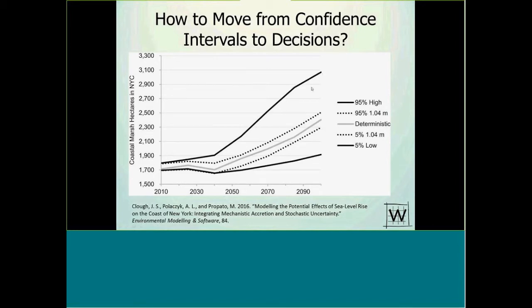So this outer confidence interval is the confidence interval that includes the uncertainty in sea level rise. The inner confidence interval with these dotted lines would be assuming a single sea level rise scenario. So you can see that the sea level rise scenario itself is really driving the majority of this uncertainty, even though this confidence interval is taking into account data uncertainty, accretion uncertainty, tide range, all those other uncertainties combined.